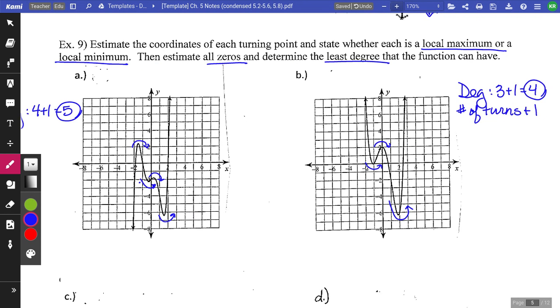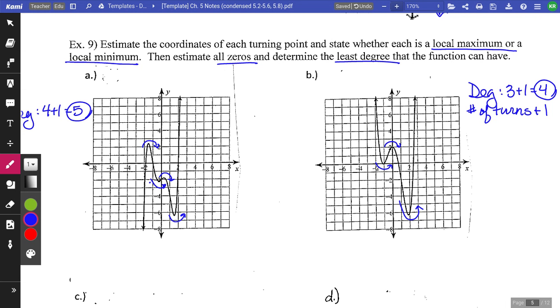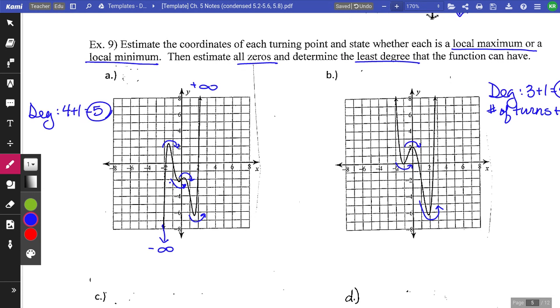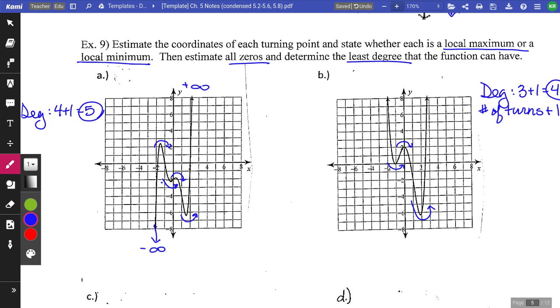And that makes sense because if you look at the shape of the graph, this is negative infinity on this side, positive infinity on this side. So you've got part of it going either direction. Okay, on B, we have it opening up. So both parts of the end behavior are going to positive infinity. That's what evens do. But odds, one negative infinity, the other positive infinity.